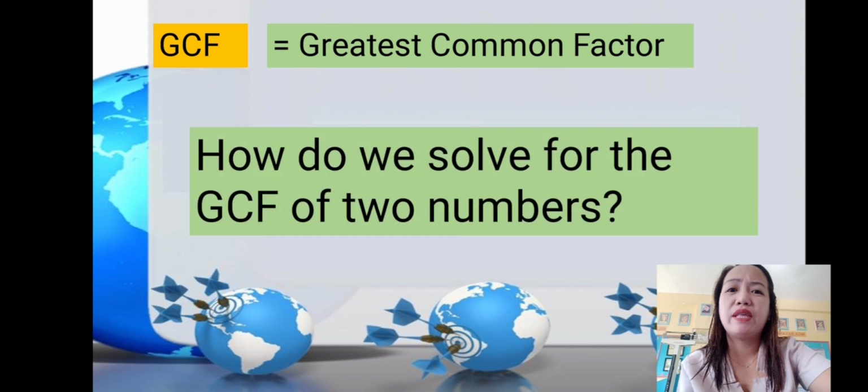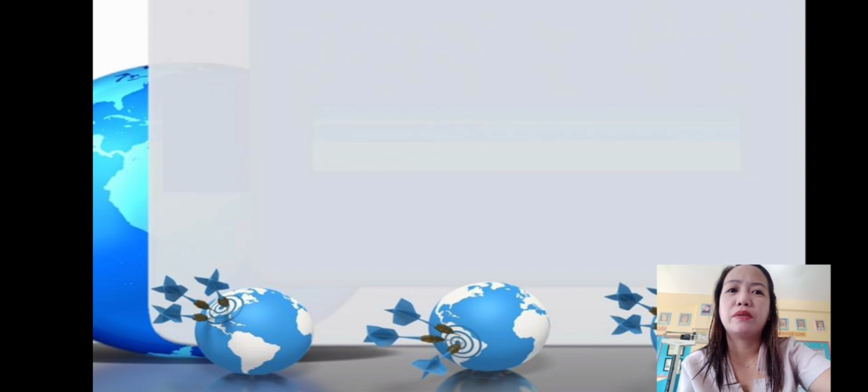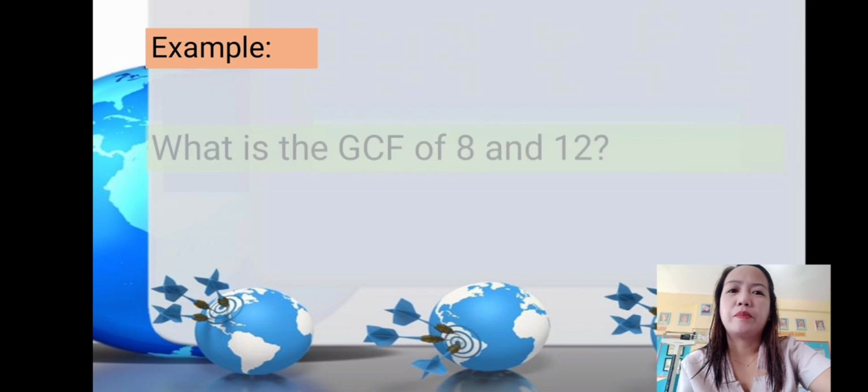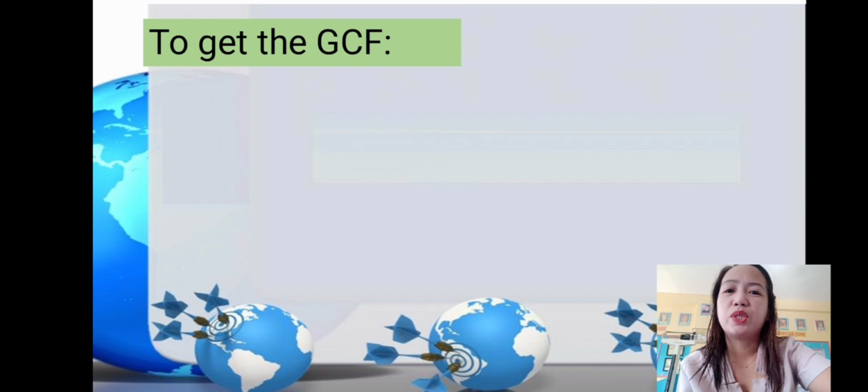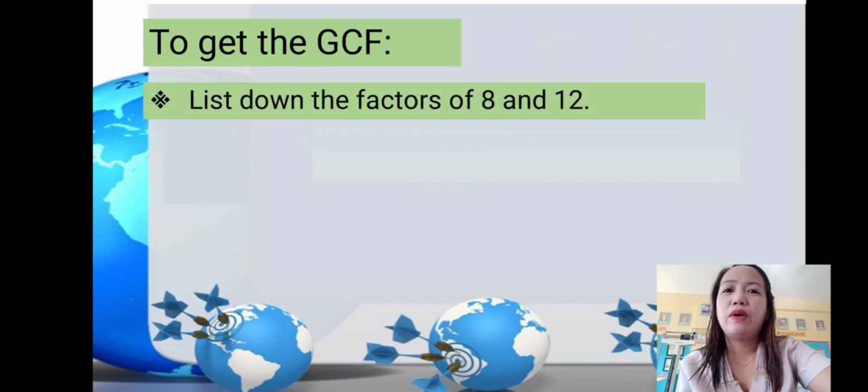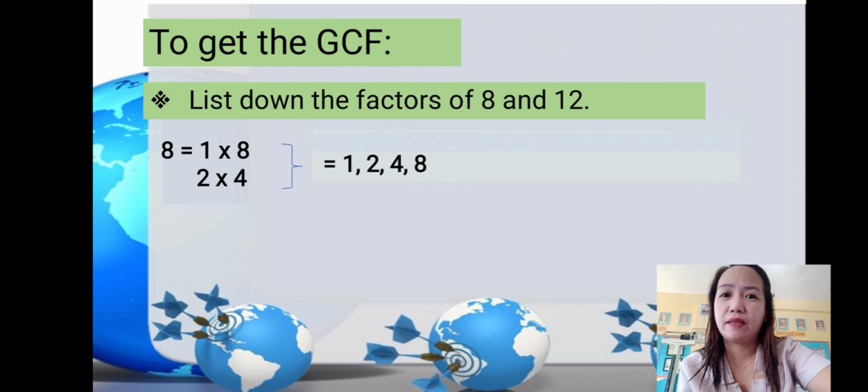How do we solve for the GCF of two numbers? Example, what is the GCF of 8 and 12? To get the GCF, we have to list down the factors of 8 and 12. What are the factors of 8? Diba? 1 times 8 equals 8. 2 times 4 equals 8. And then, arrange that from least to greatest. So the factors of 8 are 1, 2, 4, and 8.